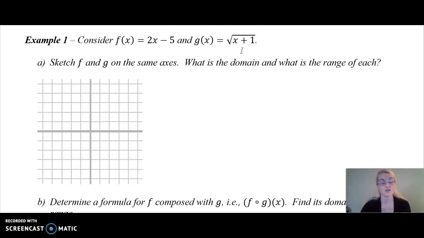And this is a transformation of our square root parent function. Because it's x plus 1 on the inside here, that's indicating it's going to be shifted horizontally. Your x values are going to change. So I'll leave it to you to think about which direction your square root function is shifting. Go ahead and pause the video right now and try to do part A on your own first.